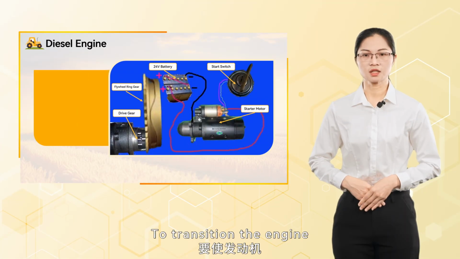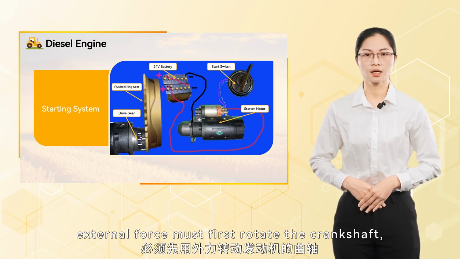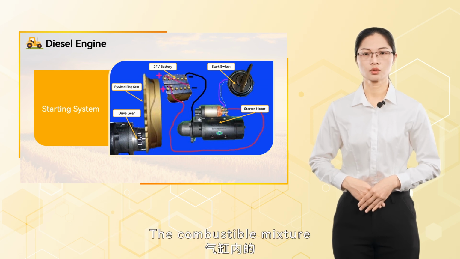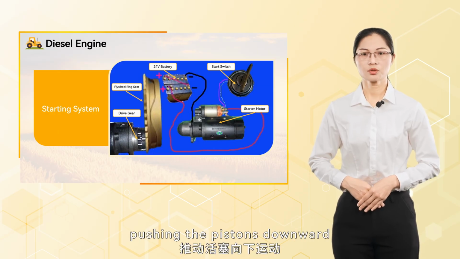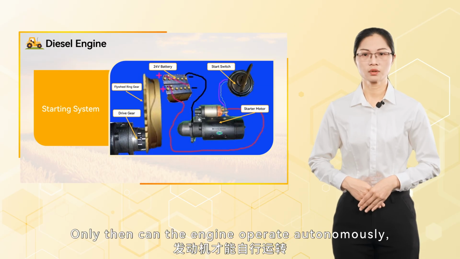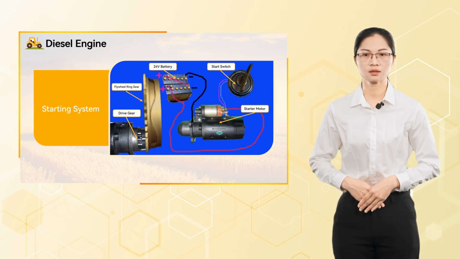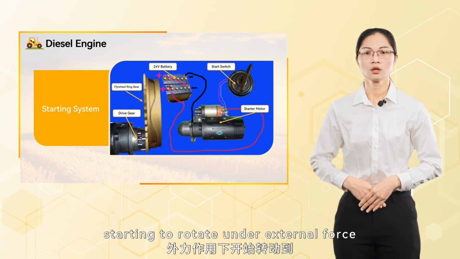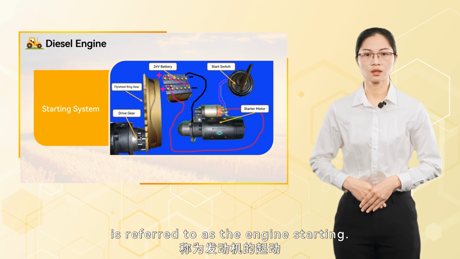To transition the engine from stationary to operating, external force must first rotate the crankshaft, causing the pistons to move reciprocally. The combustible mixture in the cylinders then combusts, expanding and performing work, pushing the pistons downward and rotating the crankshaft. Only then can the engine operate autonomously, with the working cycle continuing automatically. Therefore, the entire process from the crankshaft starting to rotate under external force to the engine beginning to idle automatically is referred to as the engine starting.